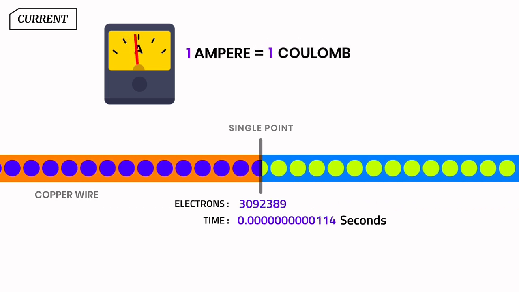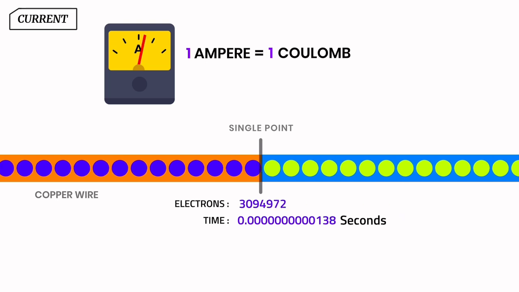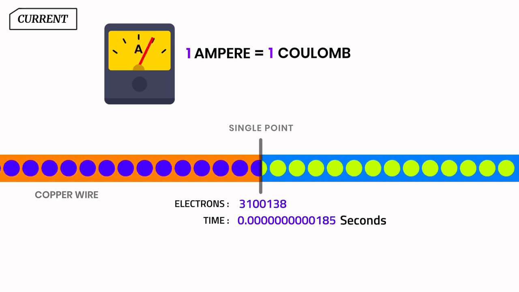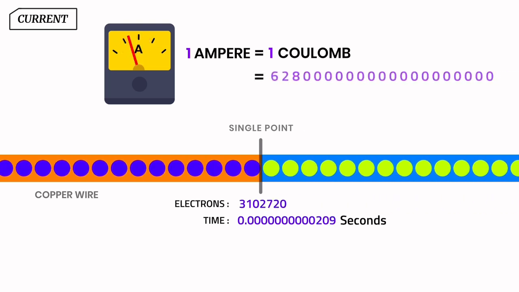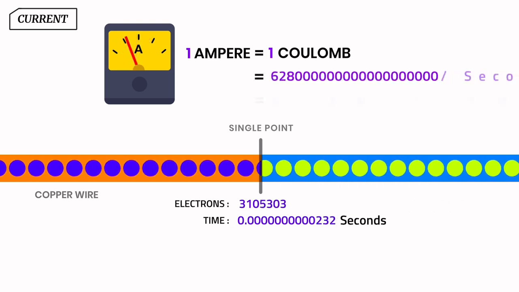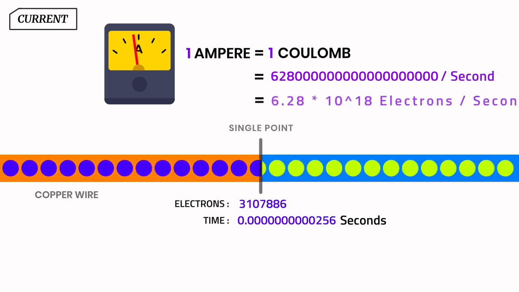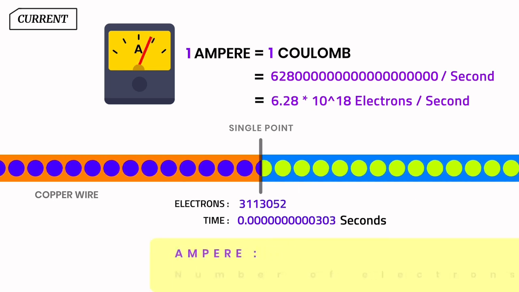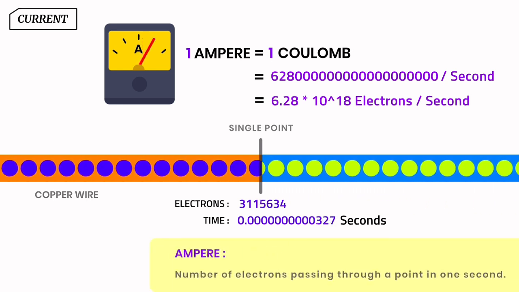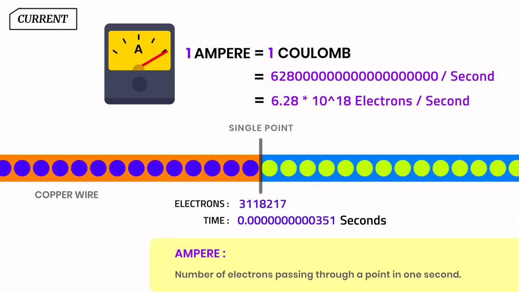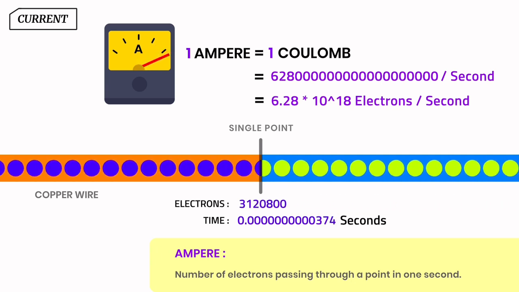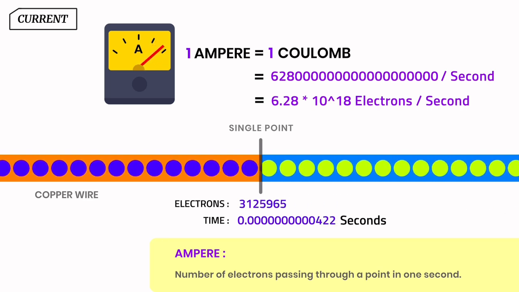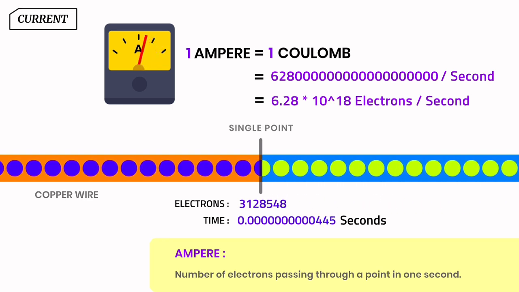The rate at which electrons move through a conductor is beyond the ability of the human mind to imagine. 1 coulomb of electrons means 6.28 billion billion electrons, or 6.28 times 10 to the power of 18 electrons, flowing past a given point in 1 second. So 1 ampere is the number of electrons passing through a point in 1 second. It means the number of electrons that pass a given point in this conductor in just 1 billionth of a second is greater than the total number of people living on Earth today.